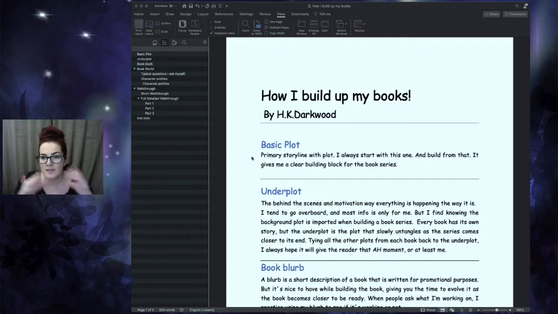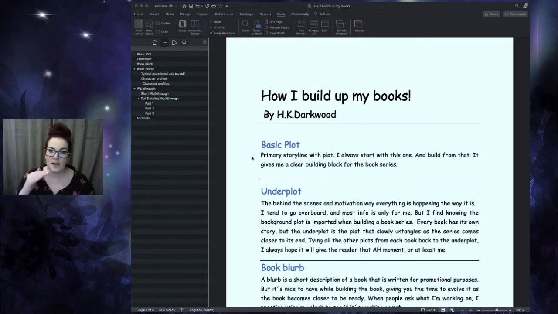Also, because this is my skeleton for writing series, I always try to, and I know most writers do, have the base plot line, that thing that will follow with every book, the kind of obvious one. Then I have the underplot. When I'm writing my stories, each book has its own plot line to keep you engaged with that book.